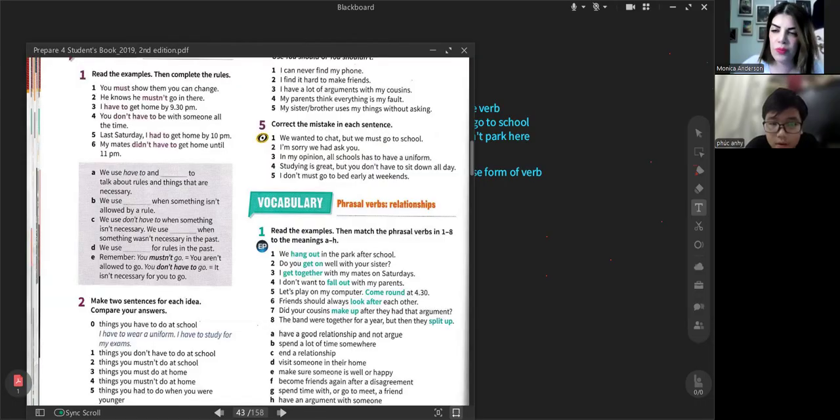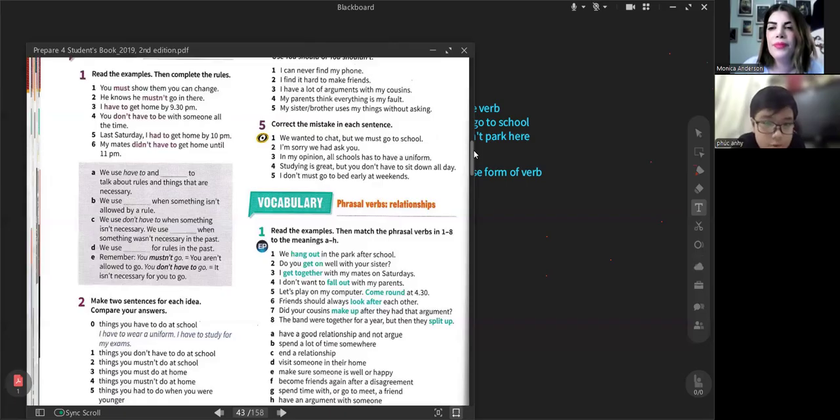Why are we reading this part? We're talking about must and have to here. One: we use have to and must to talk about rules and things that are necessary. Very good.